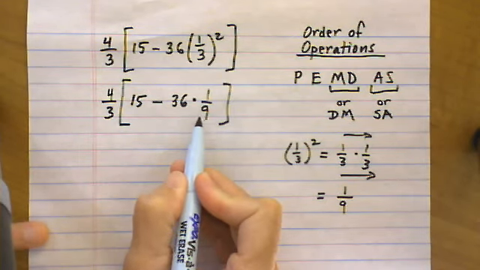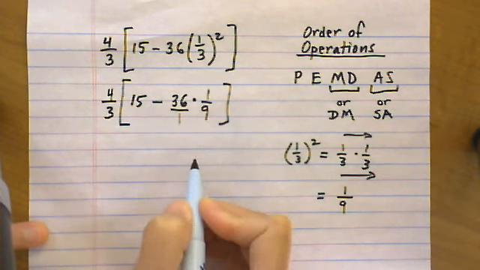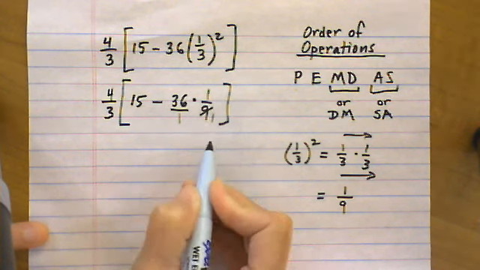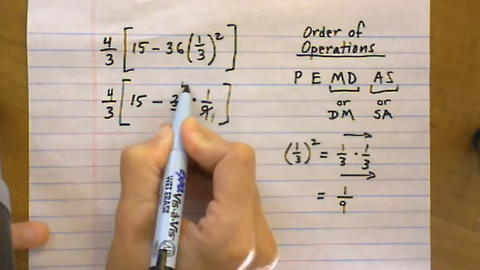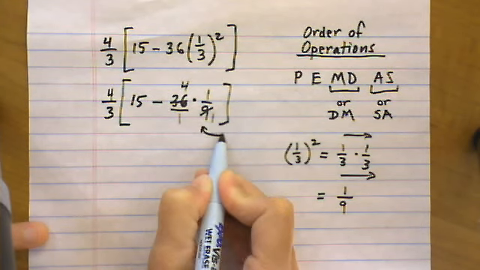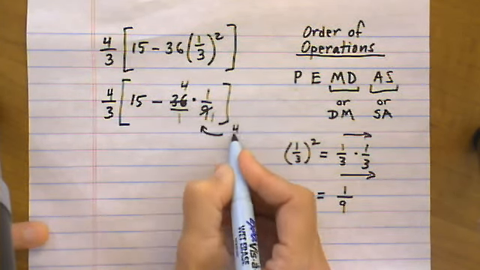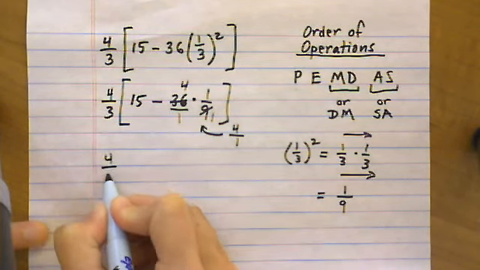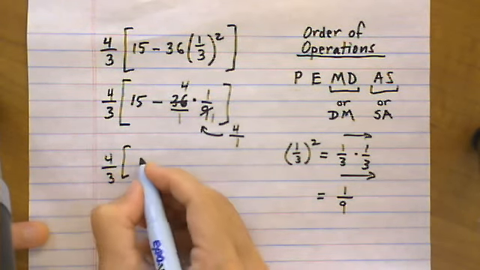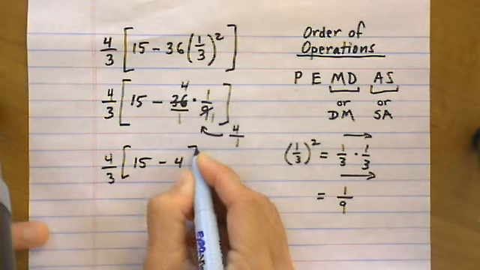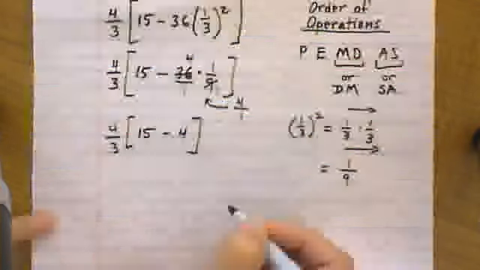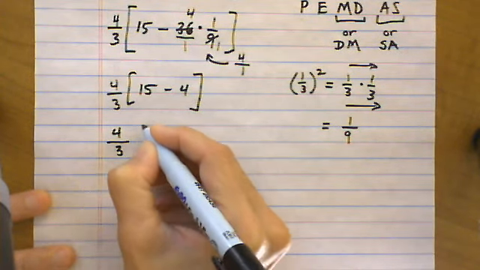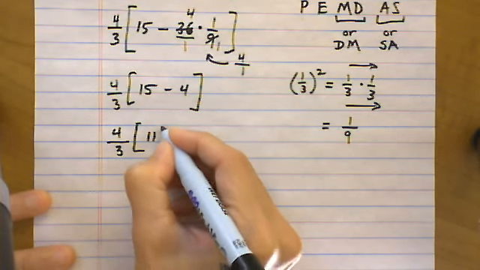For 36 times a 9th, think of 36 as 36 over 1. And we can do some reducing now, because we can divide by 9 and get a 1 on the bottom here, and divide 36 by 9 to get a 4. So that means we get 4 times 1 is 4, over 1 times 1 is 1, or just 4. So let's go ahead and replace that by 4. So we get 4/3 times 15 minus 4. And now we go ahead and do the subtraction. So again, just tag along the 4/3 times 15 minus 4 is 11.